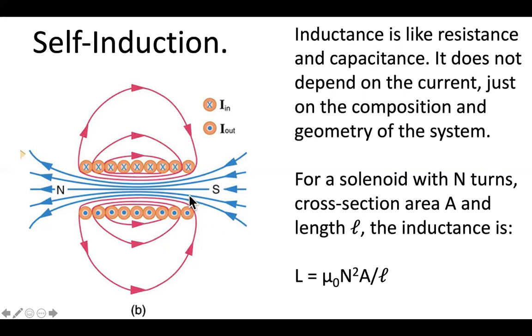So specifically, if we have a solenoid, that is just a simple bunch of loops of wire all hooked up in series next to each other so that the currents are all coming out on one side and in on the other, this thing has a well-defined inductance, which is given by mu naught, that's that 4 pi times 10 to the minus 7 number we talked about, N, the number of loops, A, the area of each one of those loops, divided by the length of the entire solenoid.